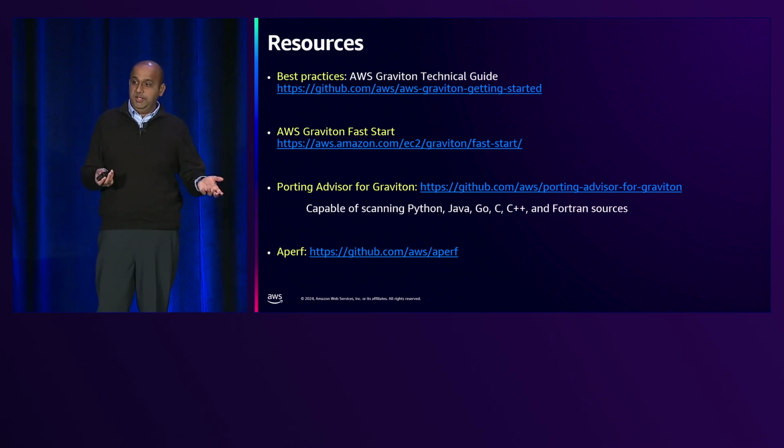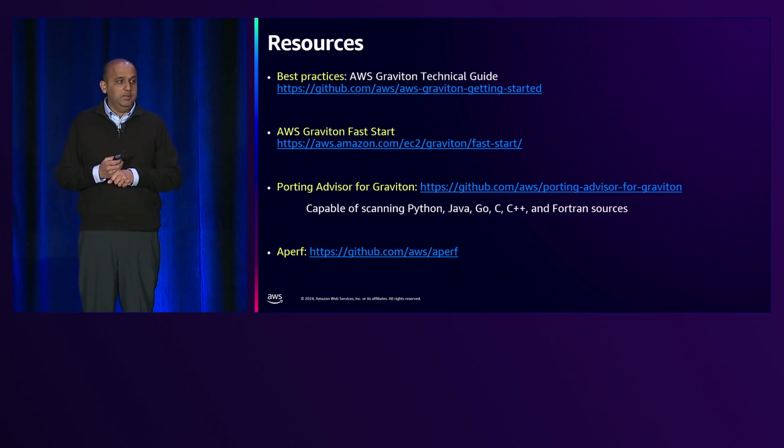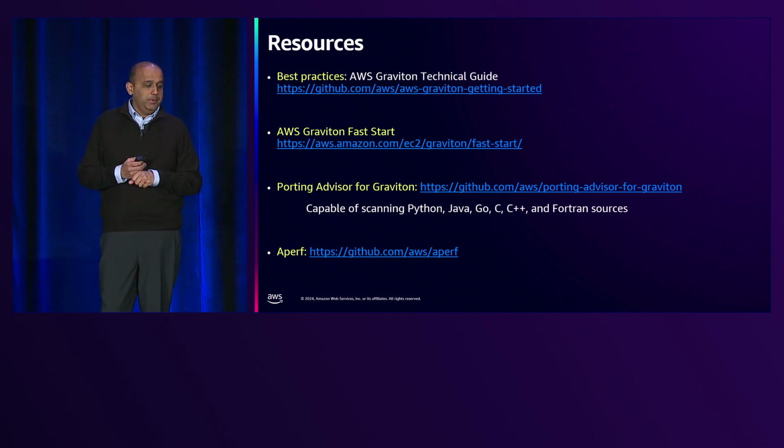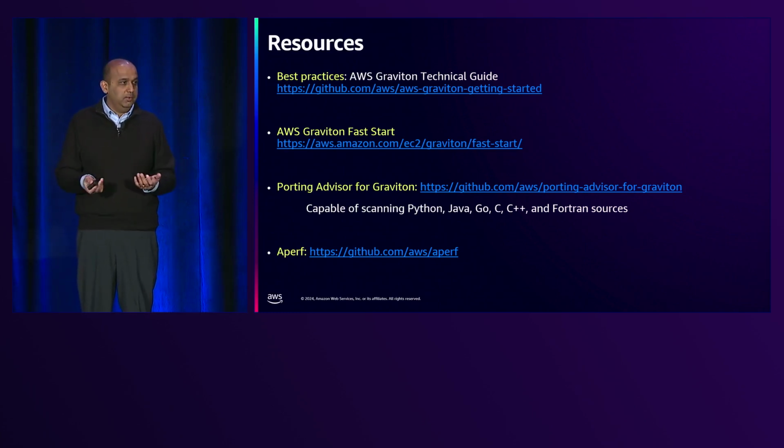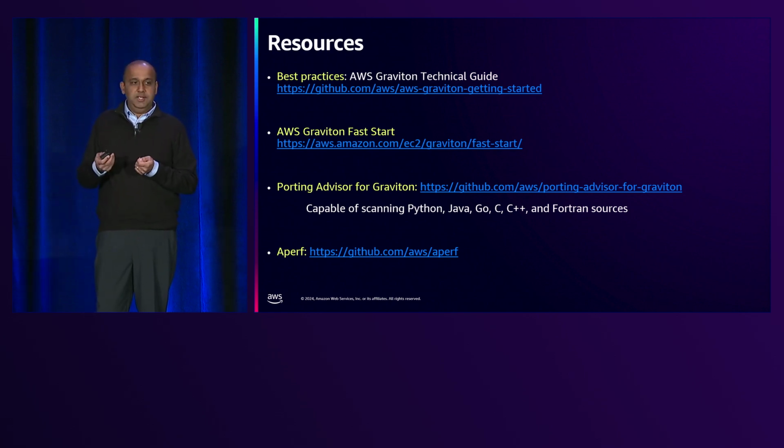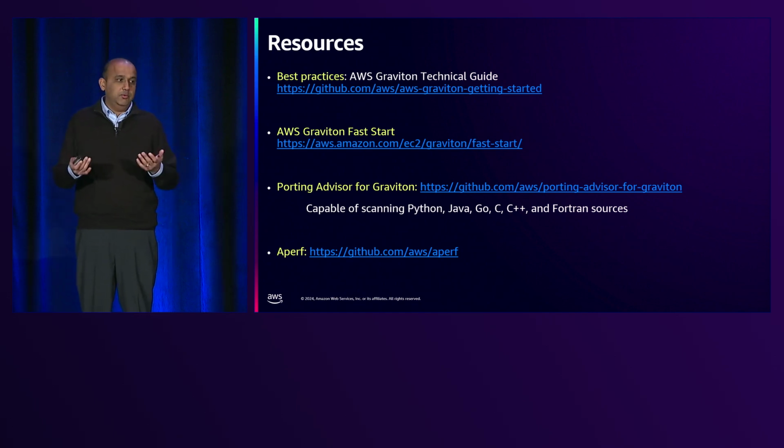Couple more things, Porting Advisor, that's another tool that's available on GitHub, which essentially scans your source code for any dependencies that you need and can typically be a good starting point in your overall journey. And we also have this tool called APerf. As you run on Graviton, as you want to get into performance and troubleshooting performance, APerf provides you with a way to collect a number of performance metrics in one go. So that also accelerates your overall performance troubleshooting journey.